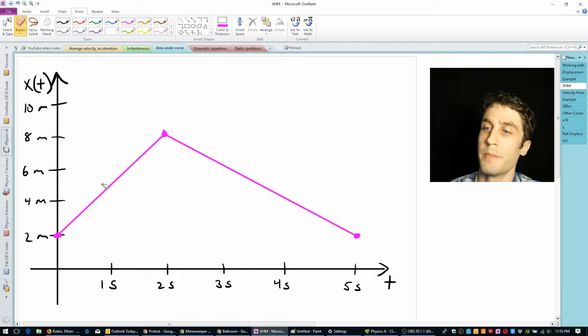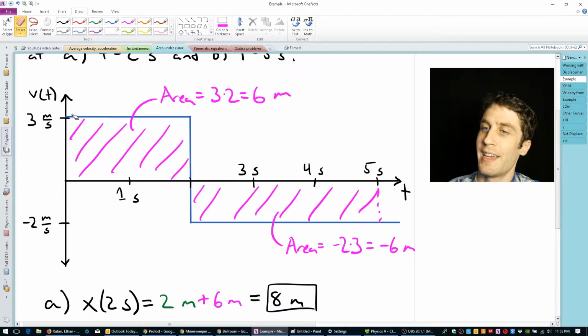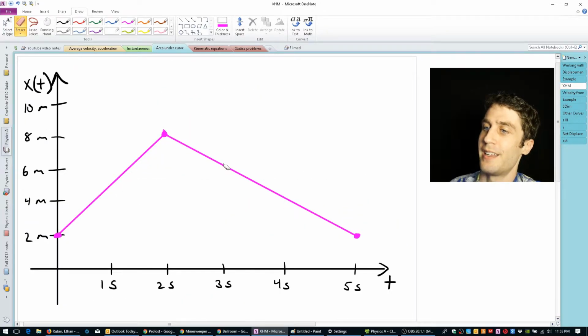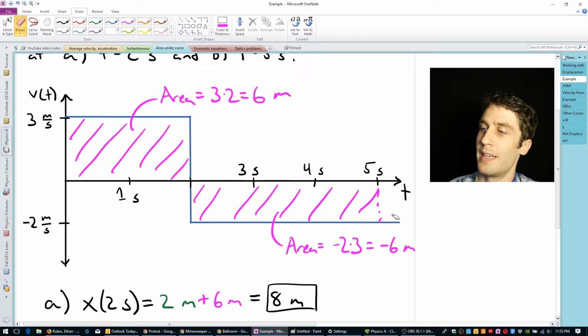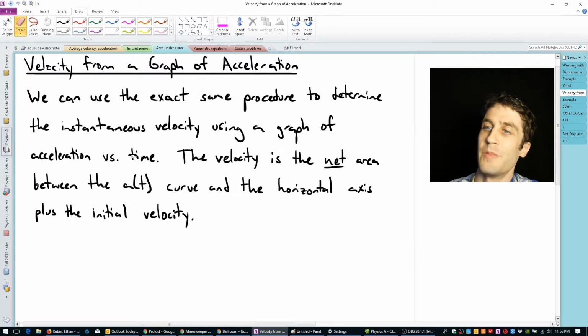If you were to take the slope of the tangent at any point along here, I hope that you see that you get a constant value. That's our 3 meters per second. And if you were to take the slope of the tangent at any point along here, it would give you -2 meters per second. Okay, so how about velocity from a graph of acceleration?